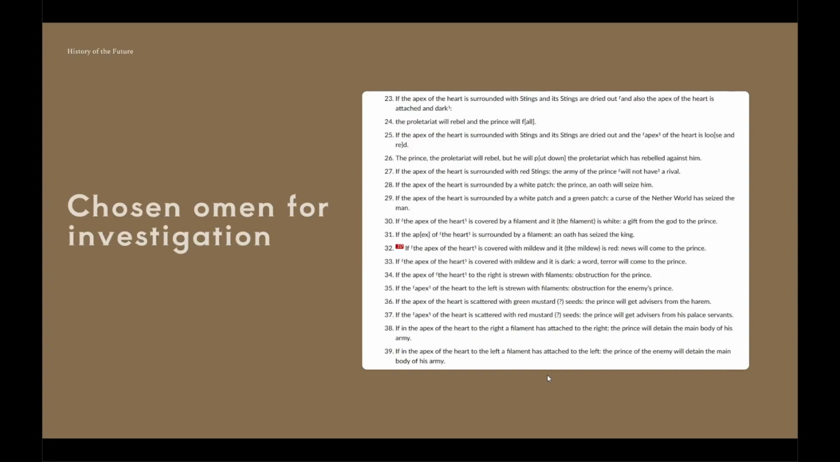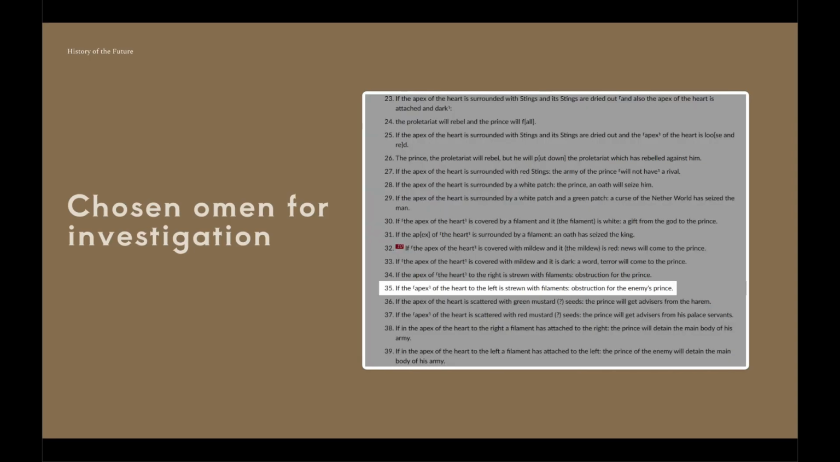So I started by choosing the omen for the investigation. I went through all the omens listed in the translation done by Ulla Jace, and they seemed kind of similar to me personally. I wouldn't say that anything really stood out; they were just either easy or difficult to interpret. I think I found something in between, which is the 35th omen, that says: if the apex of the heart to the left is strewn with filaments, it means obstruction for the enemy's prince.